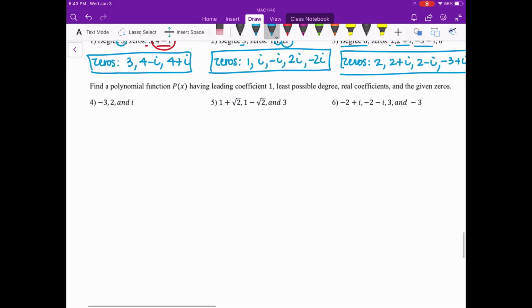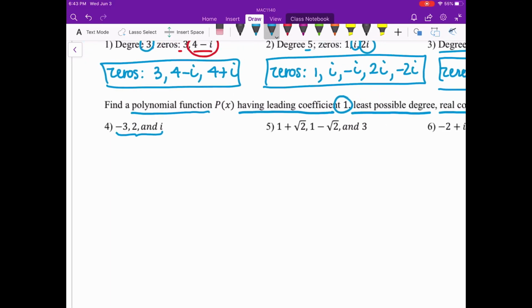And these examples: find a polynomial function having leading coefficient 1, least possible degree, real coefficients, and the given zeros. So here we have the given zeros. But I know that if i is a 0, the conjugate is also a 0. So the zeros are negative 3, 2, i, and negative i.